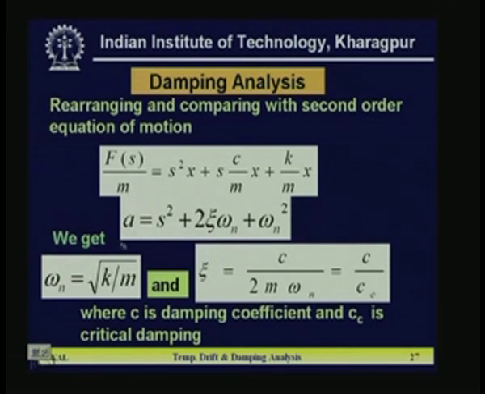Now, in this equation, force by mass is acceleration, Fs is the force and m is the mass. So, force by mass is acceleration, it is given by s square plus twice xi omega n s plus omega n square, where omega n is given by the equation under root k by m, and this xi or zeta is given by c divided by twice m into omega n. This is equal to c by cc, where c is the damping coefficient and cc is the critical damping, and the critical damping is twice m omega n.